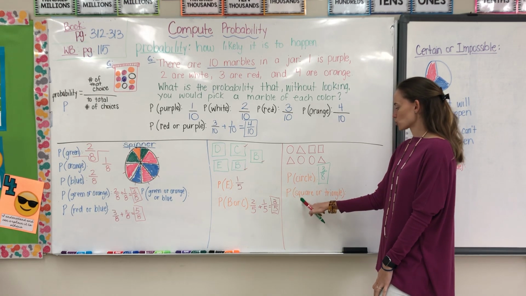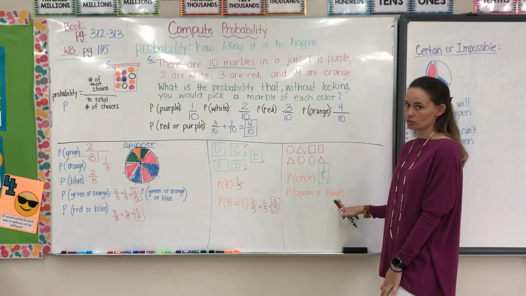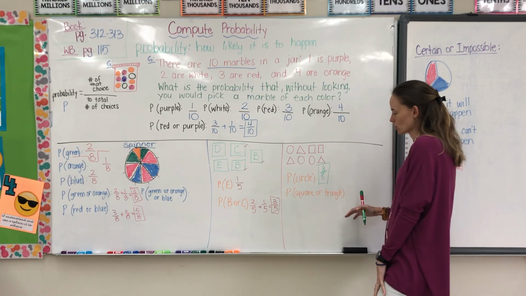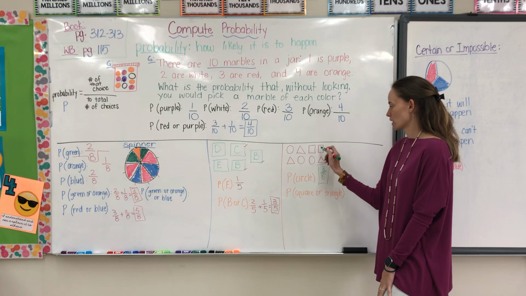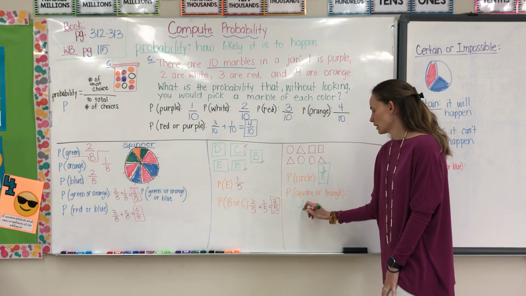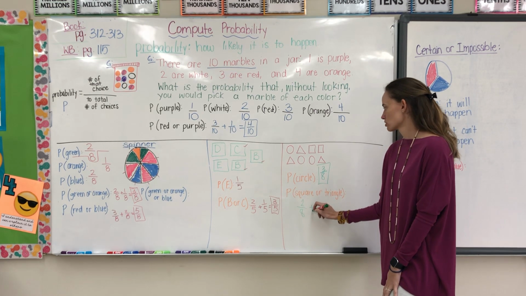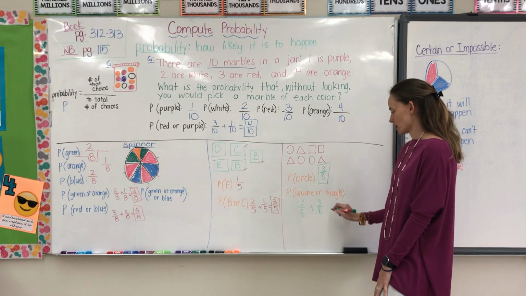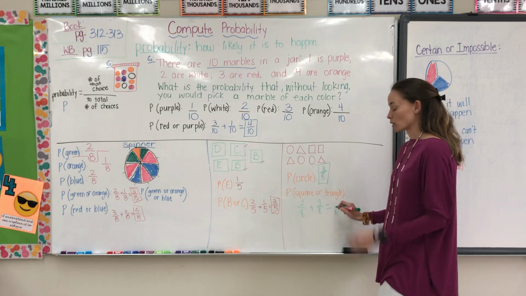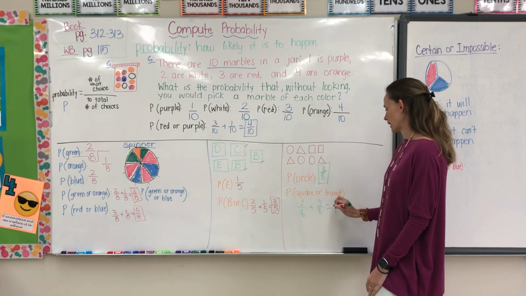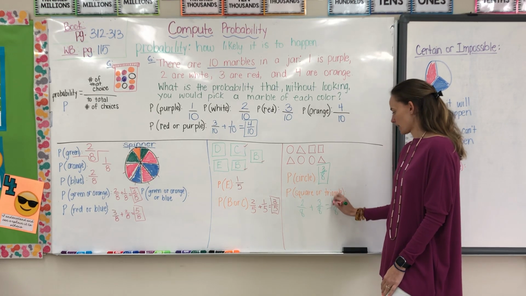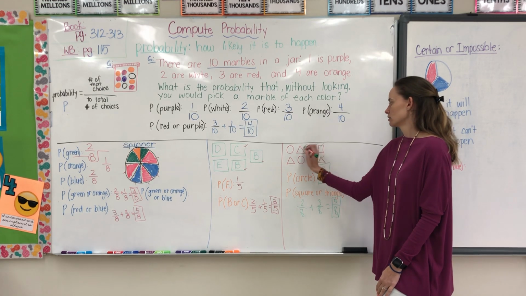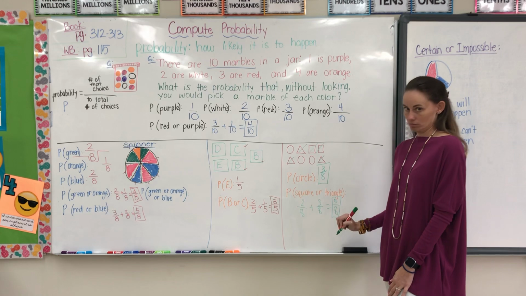The probability of a square or a triangle, so we would have to count both the squares and the triangles. For the squares, we have 2 out of the 8 are squares. Triangles, we have 3 out of the 8 are triangles. So combining those, we would have a 5 out of the 8 chance of getting a square or a triangle.